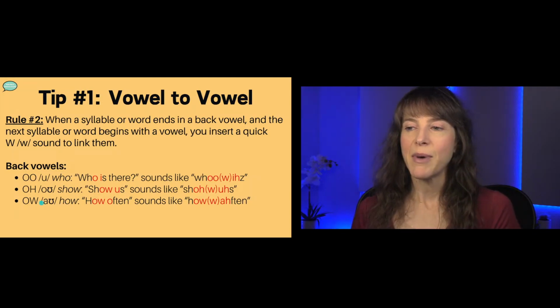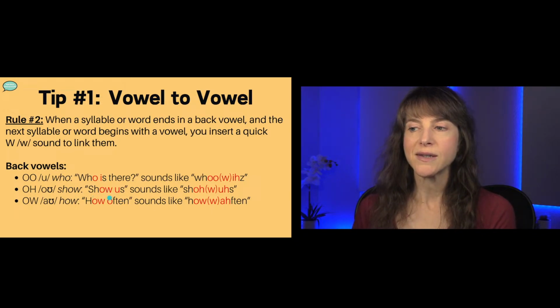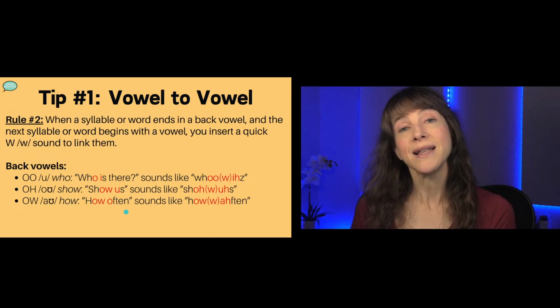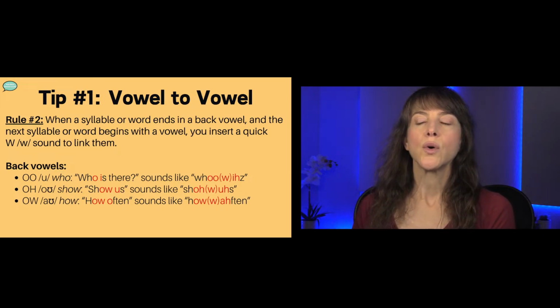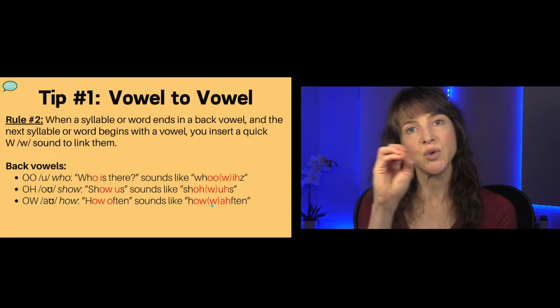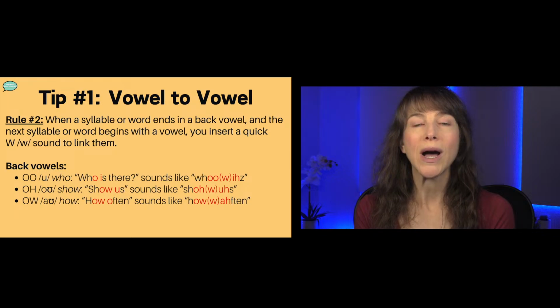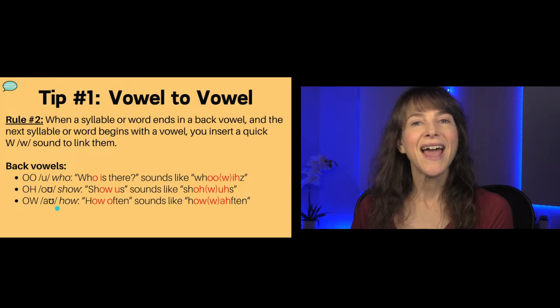Now the next back vowel, O, as in show. Show us. Again, don't let the spelling fool you here. You're going to say, oh, but show ends in a W. That's the spelling, but it ends in the O vowel, the O diphthong. So that's a vowel sound linking to the vowel sound in us, so back vowel linking to a vowel. So you're going to insert the W consonant. Show us. Show us.